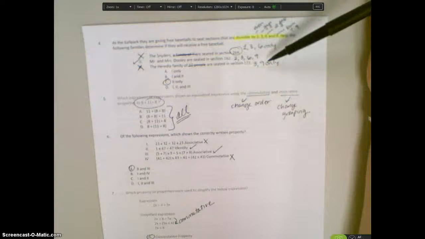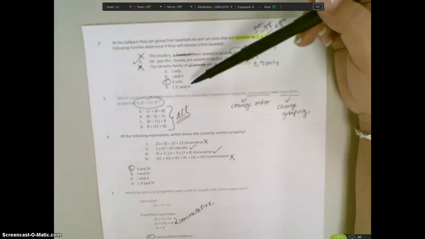The Herdia family of 10 people, not important, are seated in section 171. It's not even, so automatically we know this one's not going to work. If we kept going, it is divisible by 3 and it is divisible by 9. So the correct answer is 2 only. They're the only ones that will get a baseball.